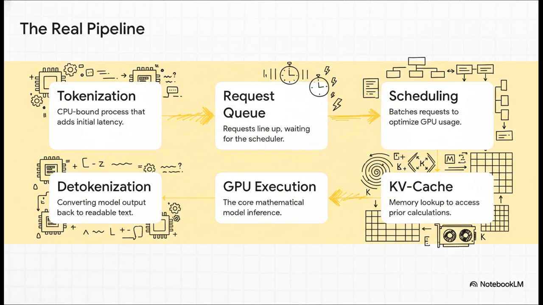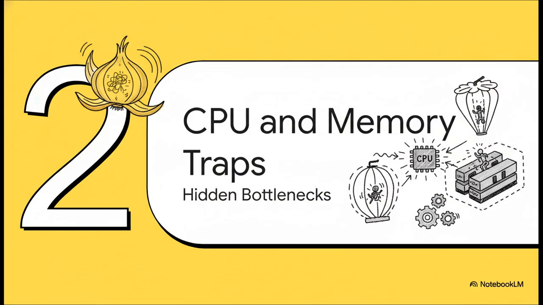And here's a peek at that pipeline. See that? The actual GPU work is just one step. Step 5. Look at everything that has to happen before we even get there. Tokenization on the CPU, waiting in a queue, getting scheduled. The GPU part is just one piece of a much, much bigger puzzle. Everything else is where the sneaky little delays and costs are hiding. Okay, so let's start our investigation. We're going to look at the first two culprits that cause trouble way before your fancy, expensive GPU even wakes up. These are the CPU and memory traps.